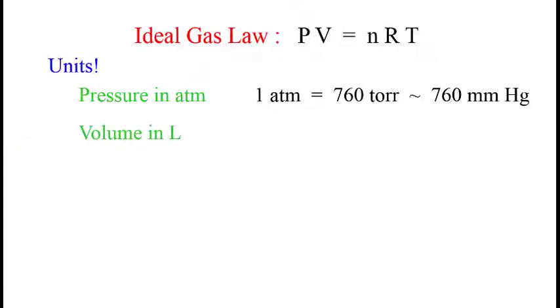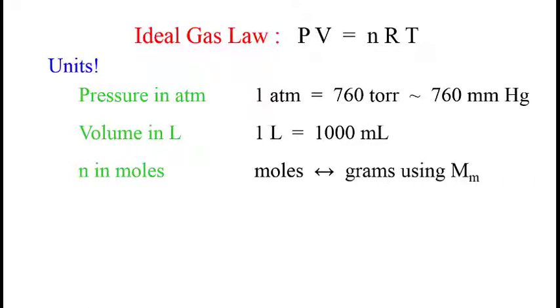Volume should be in liters. You will often see a volume measurement given in milliliters. Recall that 1 liter equals 1,000 milliliters. n is in moles. Sometimes we may have information about the grams of a gas, and we can convert between grams and moles using molar mass, as we did earlier in the course.